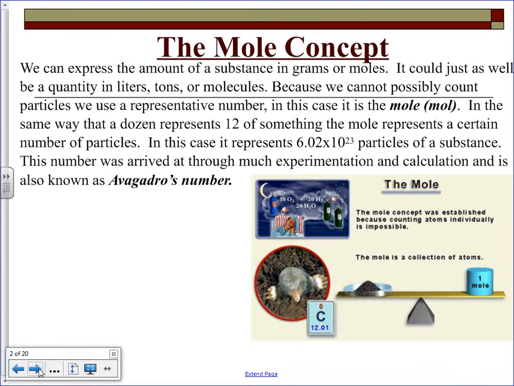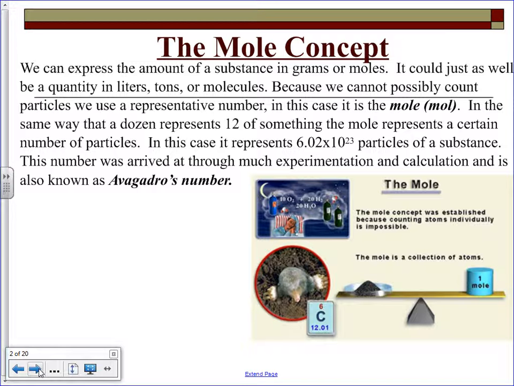Like we said, a mole expresses how much of something there is, so the amount of a substance in grams or the amount of a substance in moles. It could just as well be in liters, tons, molecules, it doesn't really matter. Moles is just a convenient number.